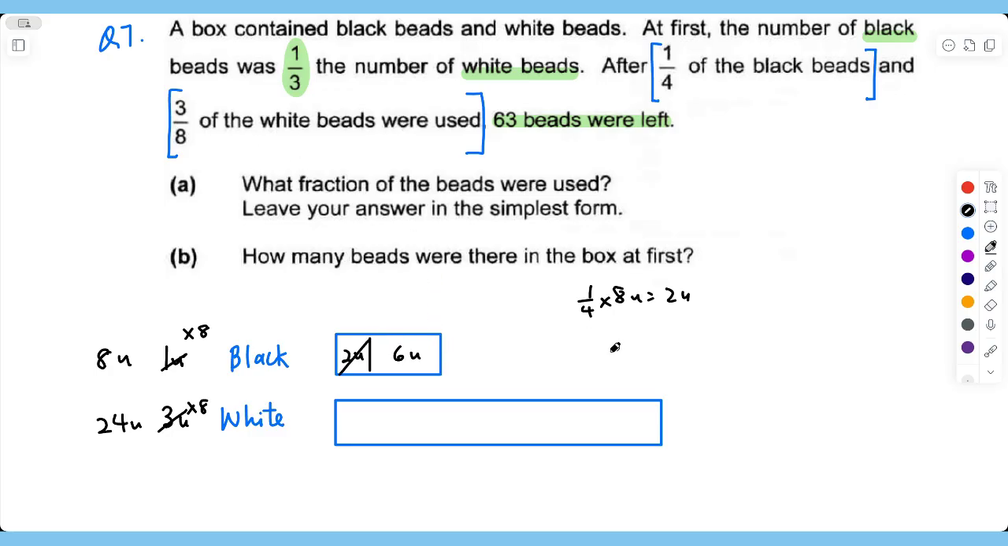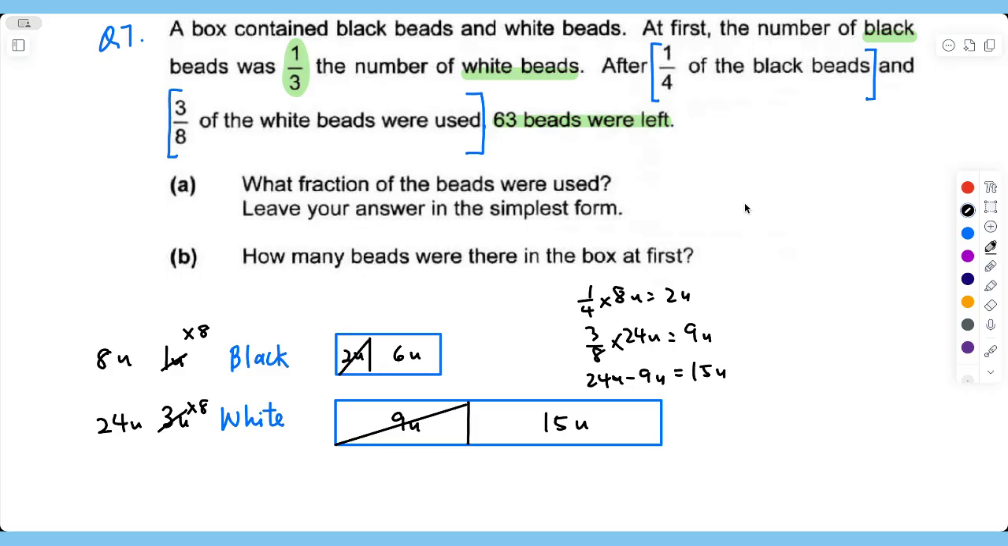And for white beads, 3/8 of the 24 units were used. And that will give us 9 units. That means 9 units were used. If 9 units were used, we cancel it away. The units that's left for white will be 24 units minus 9 units. And that gives us 15 units.